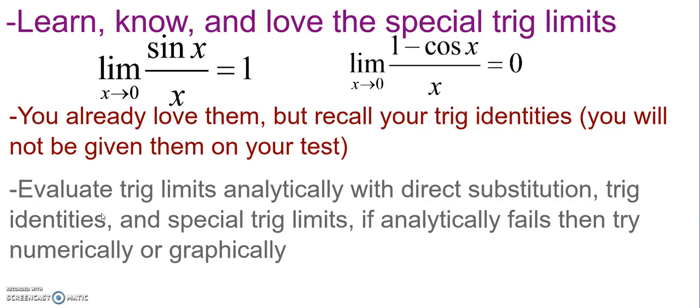Evaluating trig limits analytically. Always try direct substitution first. If direct substitution doesn't work, try some trig identities. If those don't work, try to create one or both of the special trig limits, and that could be in combination with using trig identities. If none of those techniques work, then you might have to do it numerically or graphically.